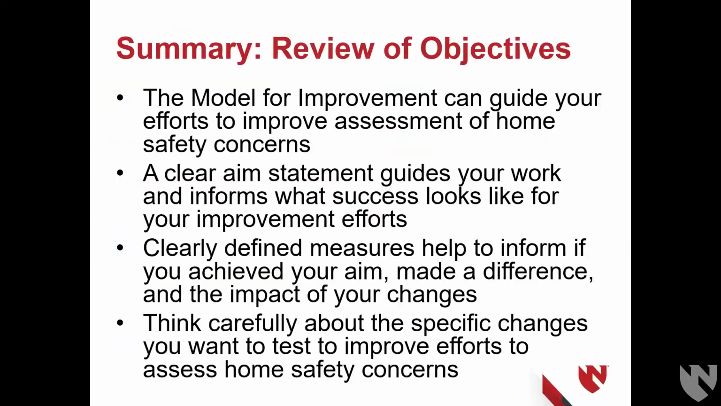So in summary, the model for improvement can guide your efforts to think about what you can do to improve assessment of home safety concerns. A clear aim statement is really critical. This can help to guide your work and can help you inform your team what success might look like for your improvement efforts. Taking the time to really clearly define critical measures, particularly outcome, process, and balancing measures, can give you the data and the information that you need to help inform if you are making progress toward or if you have achieved your aim, and to help you really start to quantify the impact of your changes.